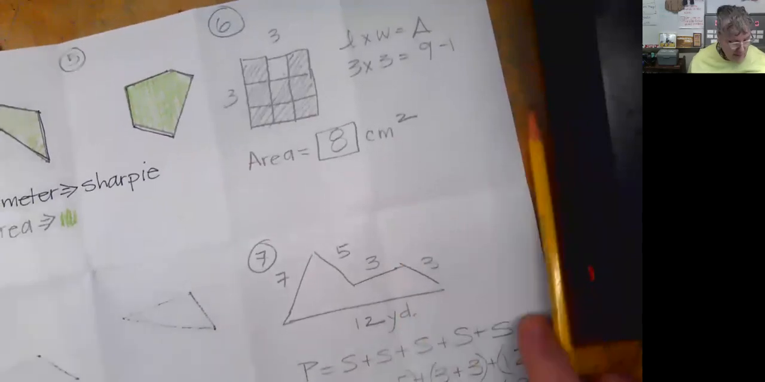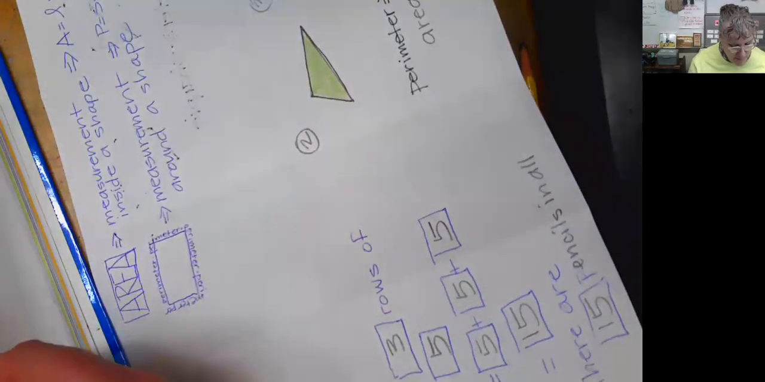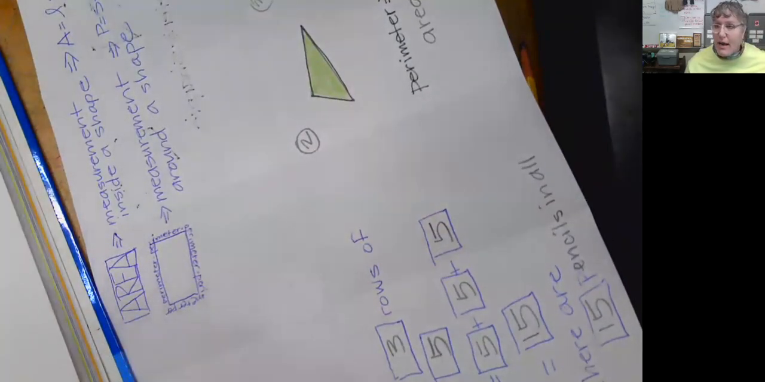All right. Okay. I hope that this was a good introduction to area and perimeter. And we're going to talk more about area and perimeter in this chapter. So I hope this helped.